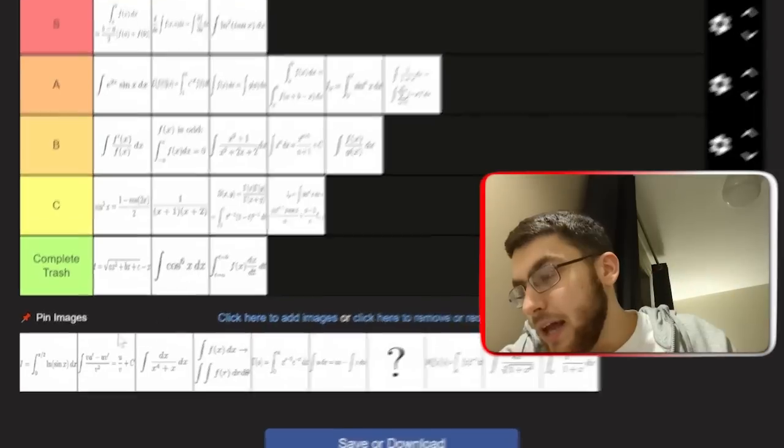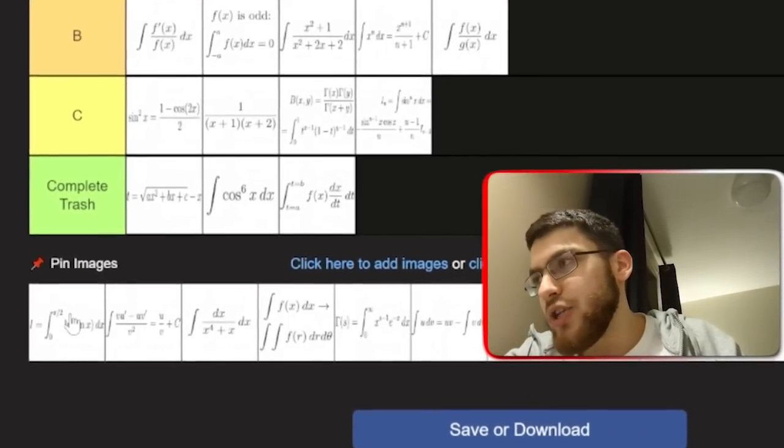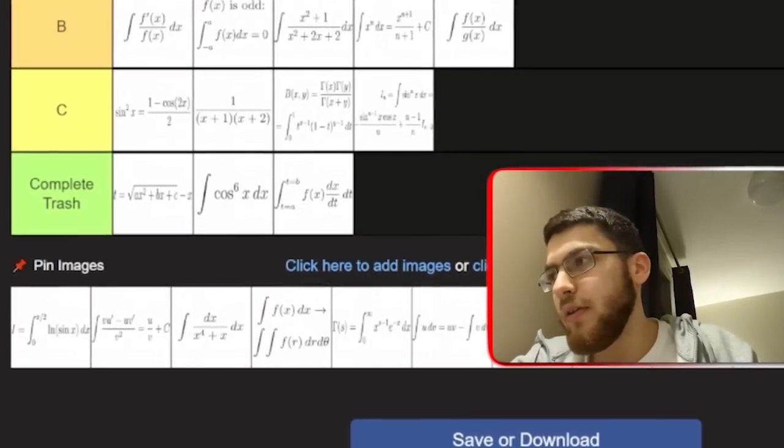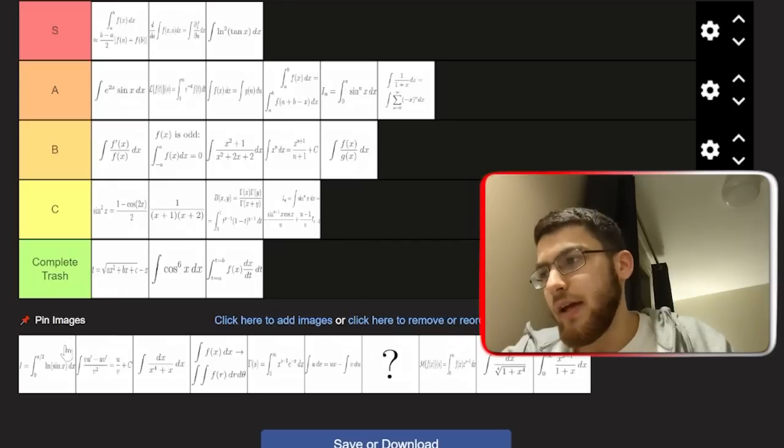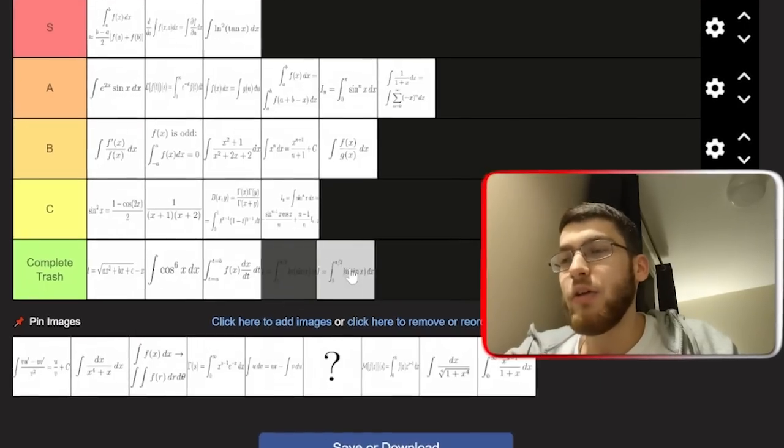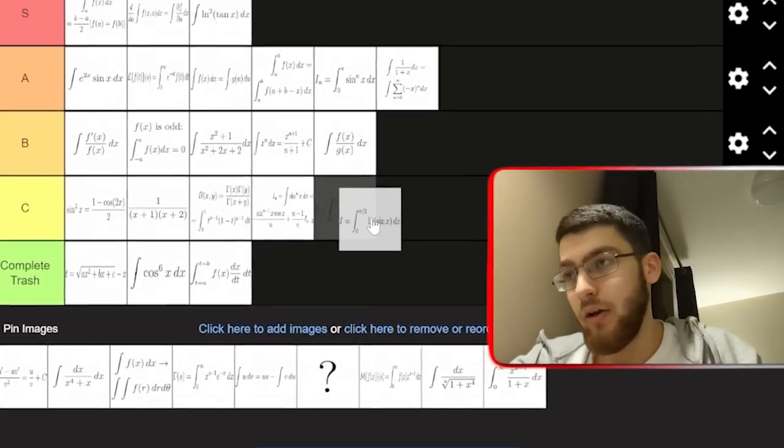Next, we've got ln of sine x. I believe you use the Chebyshev binomial, is it? Or is it the... This one's the Lobachevsky technique, which, to be honest, I haven't ever used. It just looks really long and annoying, so I'm going to put it in C tier. I have never used it personally myself, though, so maybe I'm wrong about that.